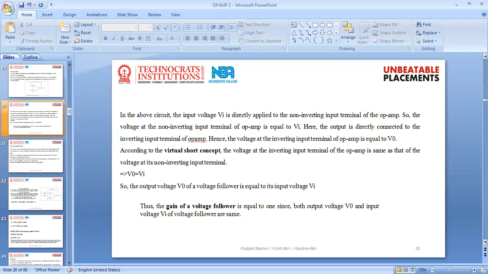That is, V0 equal to Vi. So the output voltage V0 of a voltage follower is equal to the input voltage Vi. Thus, the gain of the voltage follower is equal to 1, since both the output voltage V0 and the input voltage Vi of the voltage follower are the same. Note that point: the gain of the voltage follower is equal to 1.